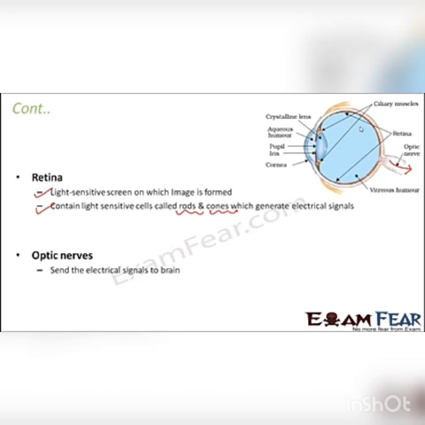Then comes the optic nerves. Their job is just to connect the eye with the brain. So they send the electrical signals which are produced by the cells present on retina, and then they send it to the brain.